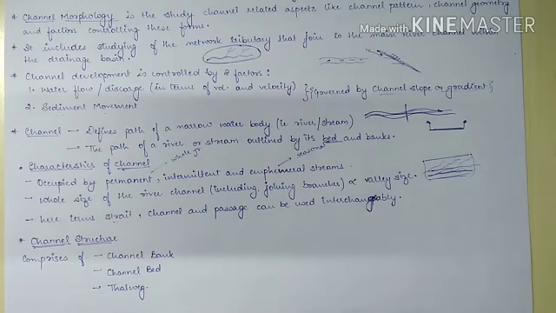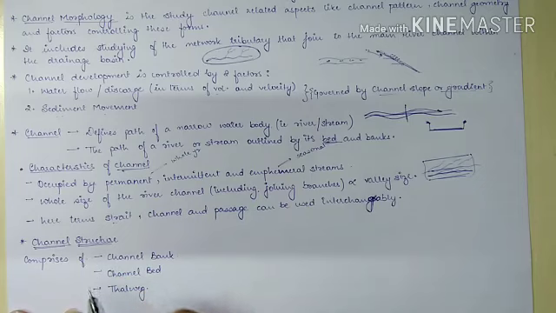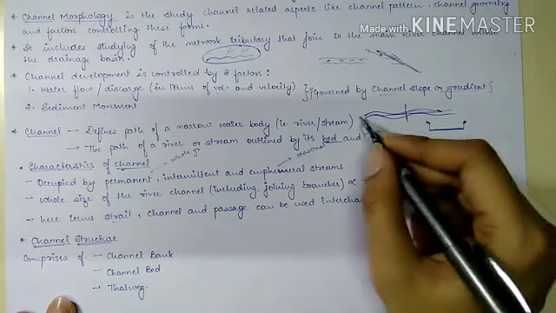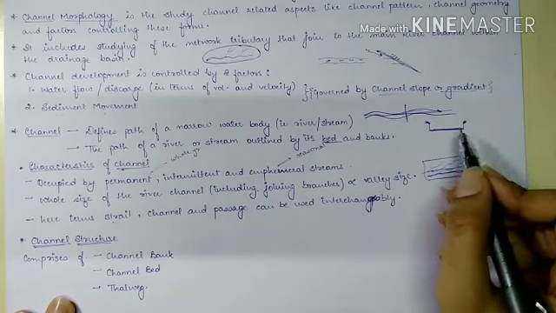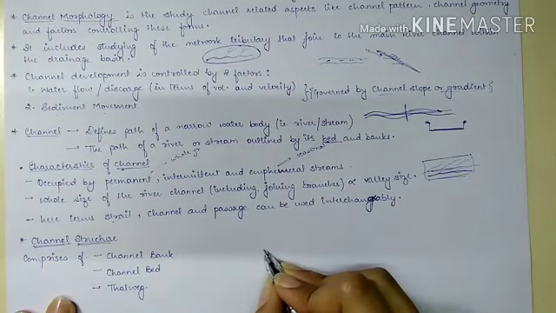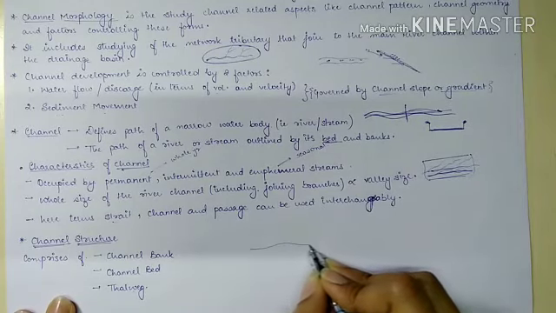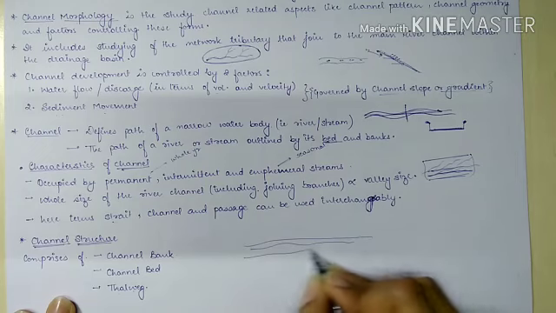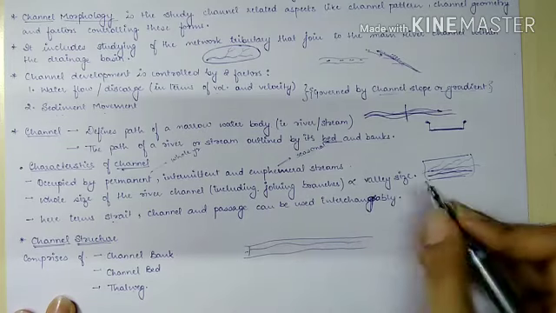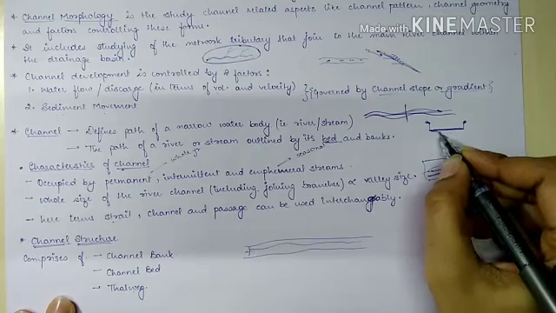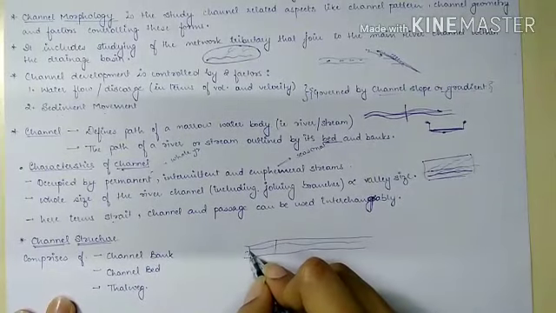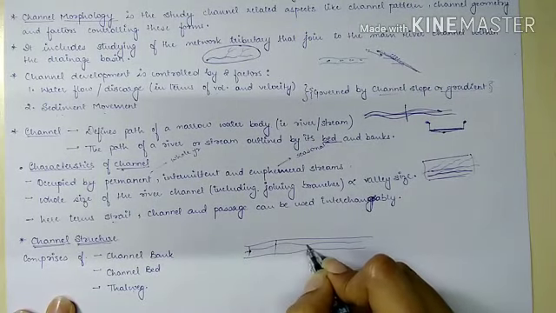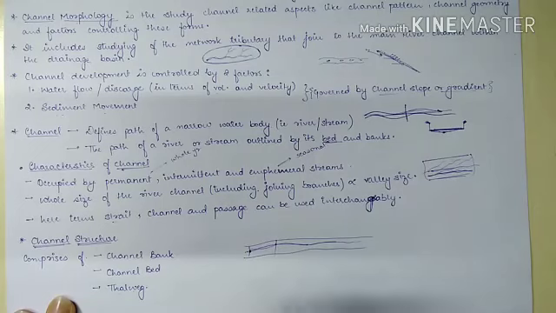Now next is channel structure. Channel structure basically comprises the channel bank, channel bed, and thalweg. Thalweg is a line which joins the deepest points. See, this is a river flowing in this pathway. So this is the bed of the river, and consider this is the deepest point, this is the deepest point. So the line joining these is known as the thalweg.